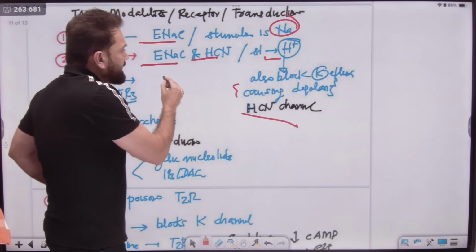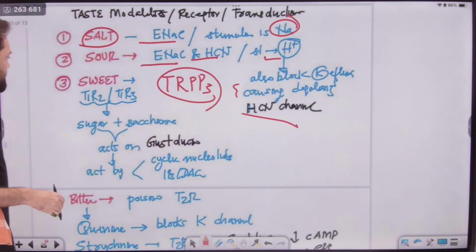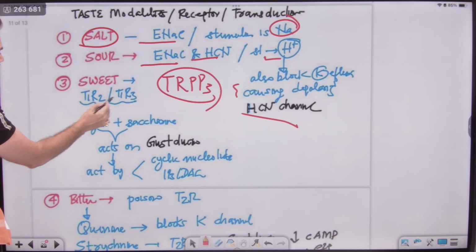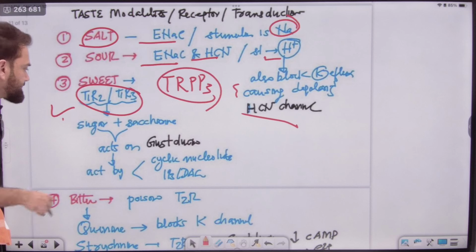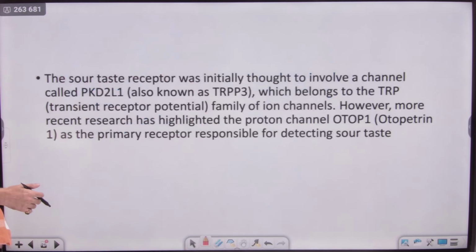So SCN channel, and please remember TRPP3. It is the latest update, please remember. And for sweet, remember T1R2, T1R3. It is for sugar also, for saccharin also, acting on gustducin and acting by increasing IP3 and cyclic nucleotide. For bitter, it is a poison. So remember T2R. Like quinine, it will block potassium channel, strychnine. So this is for bitter. This is the minimum which you must remember regarding taste.